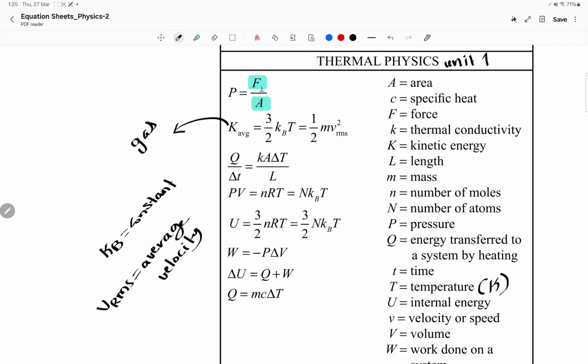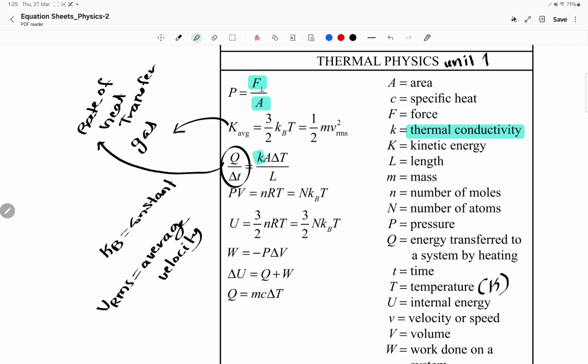We also have anything over T is called the rate. So here Q over T means the rate of heat transfer, is equal to K, which is the thermal conductivity constant, and A, which is the area, and delta T, which is the change in temperature, over L, which is the length.